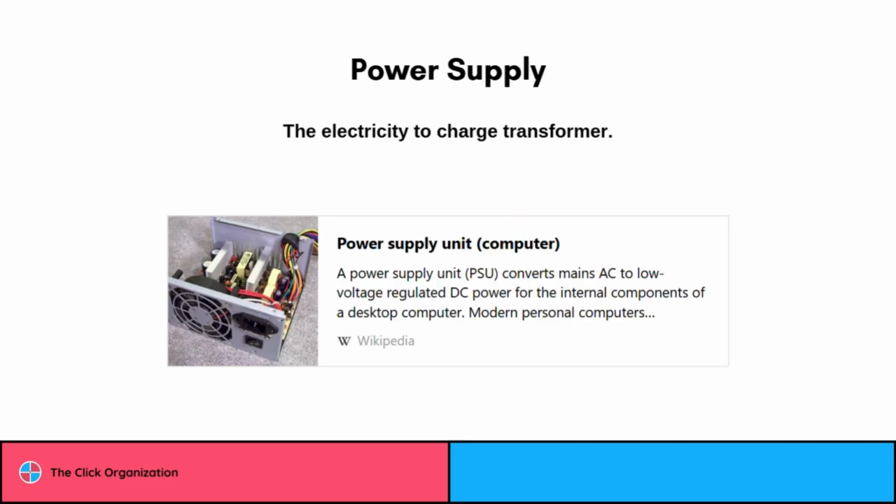Okay, so we have power supply as it is represented in here. It is basically the transformer of electricity to charge. So when your computer gets charged, it's basically the work of power supply in it.